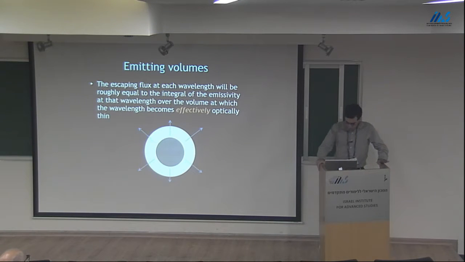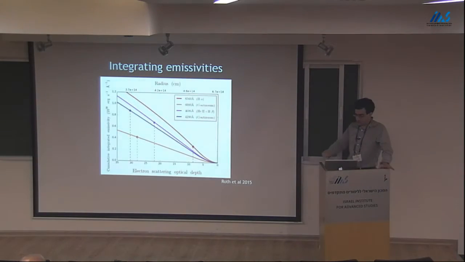And then to predict the flux that comes out at a given wavelength, you need to consider the thermalization depth at that wavelength and then integrate the emissivity in the volume extending from around the thermalization depth to the outer edge of the system. So this is a plot where we try to show how this works at a glance. I've been thinking about ways to make this more clear, but I'll try to walk you through it here.